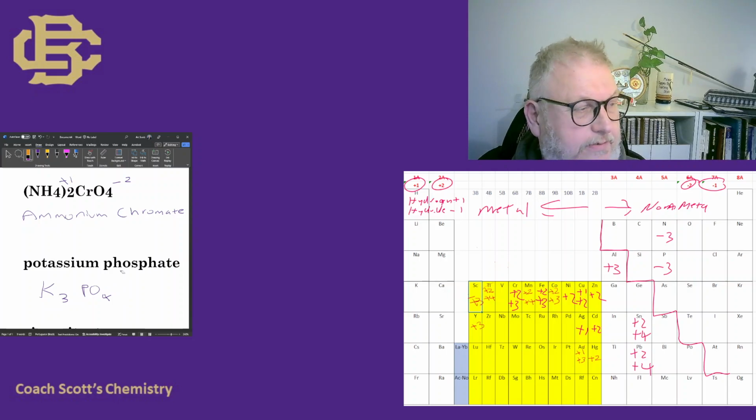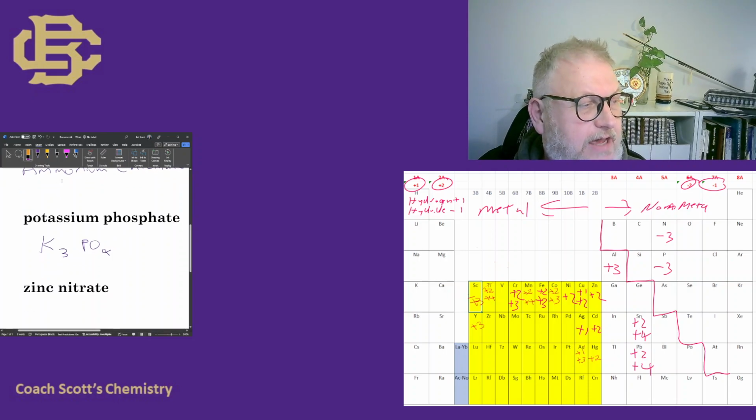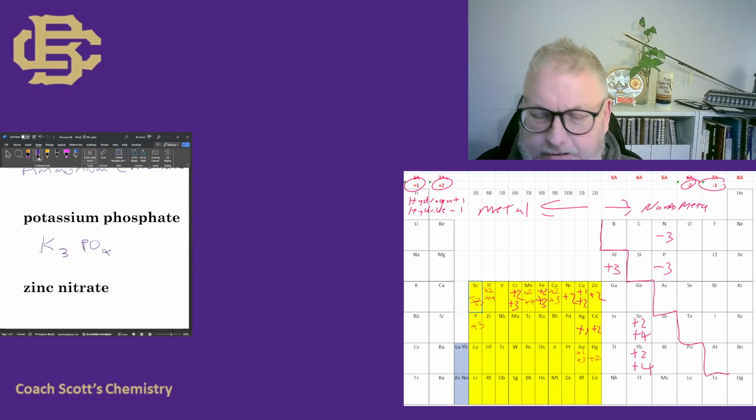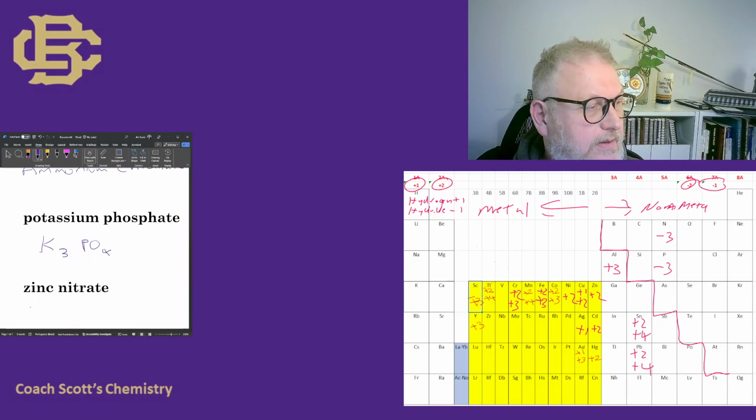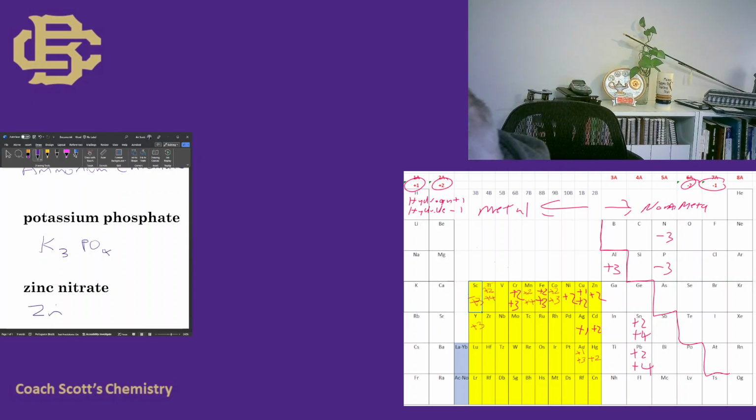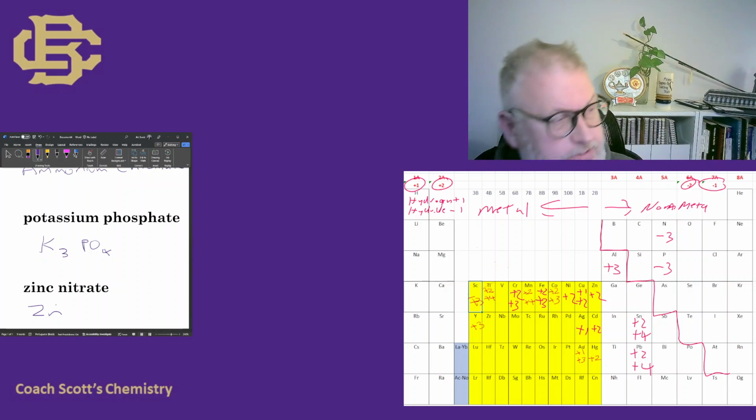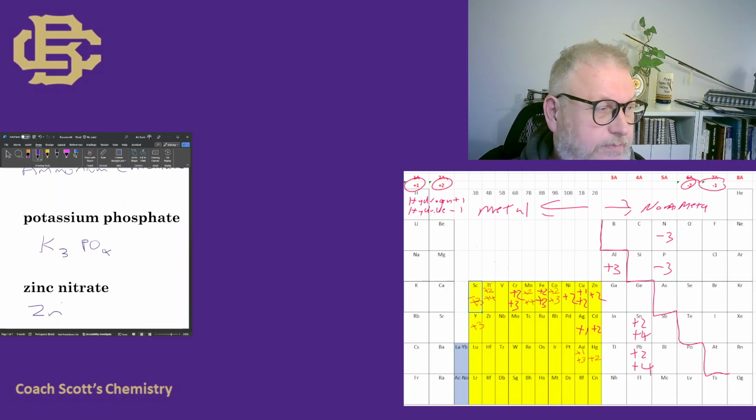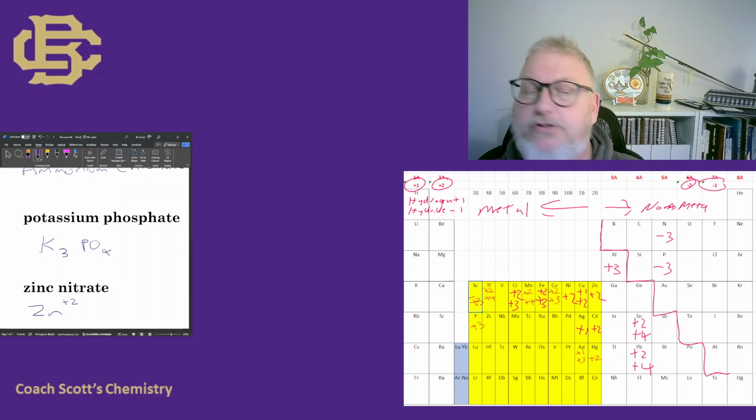Okay. We're good. I got zinc nitrate. Okay, I know zinc. I found it here on my periodic table. It's Zn. And I see that zinc has a +2 charge. I don't have to put a 2 on there because there's only one charge for zinc, +2.